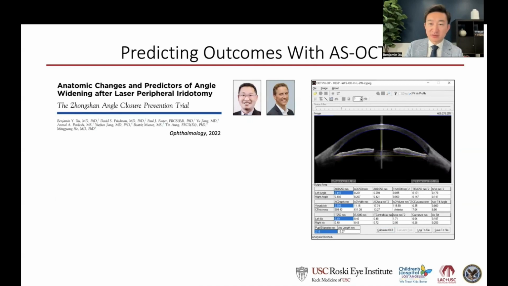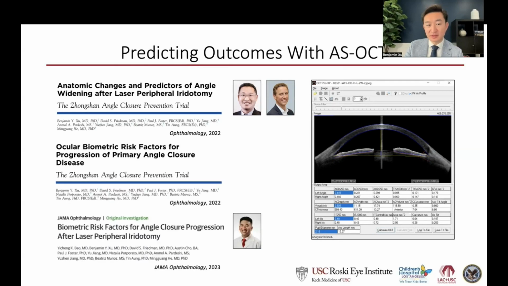Recently, we've been conducting research to establish the clinical utility of these types of measurements. In this 2022 paper, we showed that biometric measurements from ASOCT images could predict angle widening after LPI using data from the Zhongshan angle closure prevention trial. More recently, we've been using similar data from the Zhongshan angle closure prevention trial to identify biometric risk factors for progression in both treated as well as untreated PACS eyes.